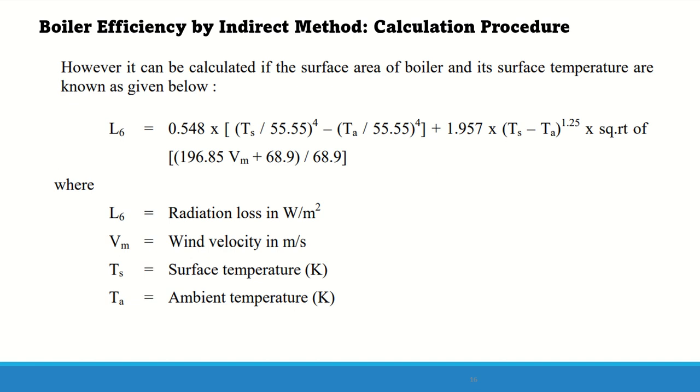Surface temperature is that of the boiler wall. That formula is slightly difficult. You can refer to a heat transfer book and see the derivation of that loss. Now, that is not within the scope of our topic. We only need to know the formulas.